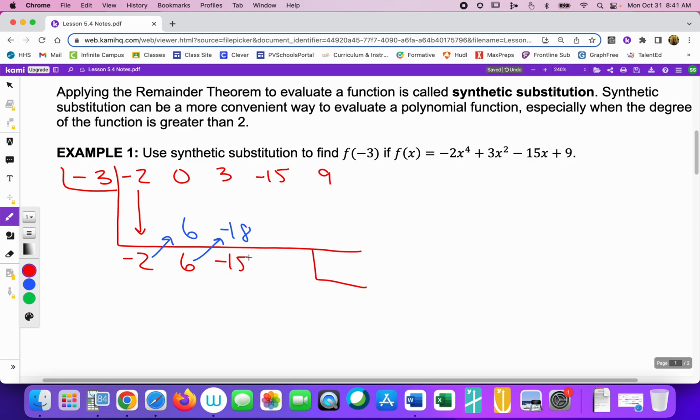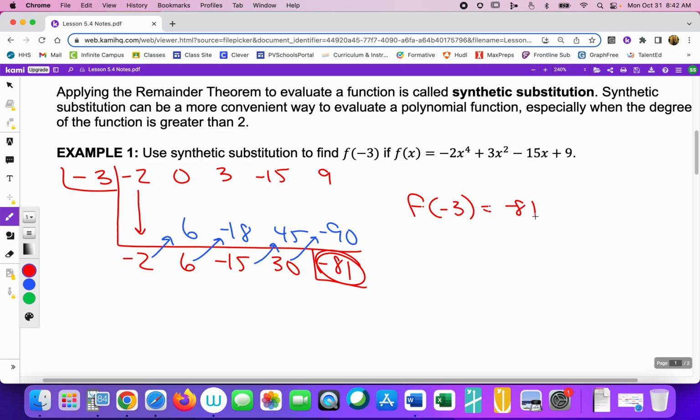Negative 15. Negative 3 times negative 15, 45. Negative 15 plus 45, 30. And negative 3 times 30, negative 90. 9 minus 90, negative 81. Alright, now negative 81 is the answer to this because of the way it's worded. So it's not asking you to divide. Synthetic division is just a way we could do that. So negative 81 is what f of negative 3 is.